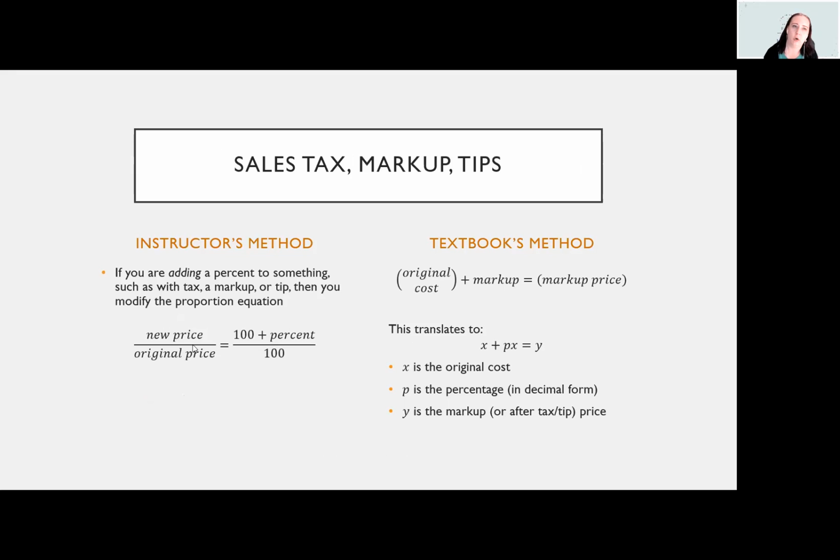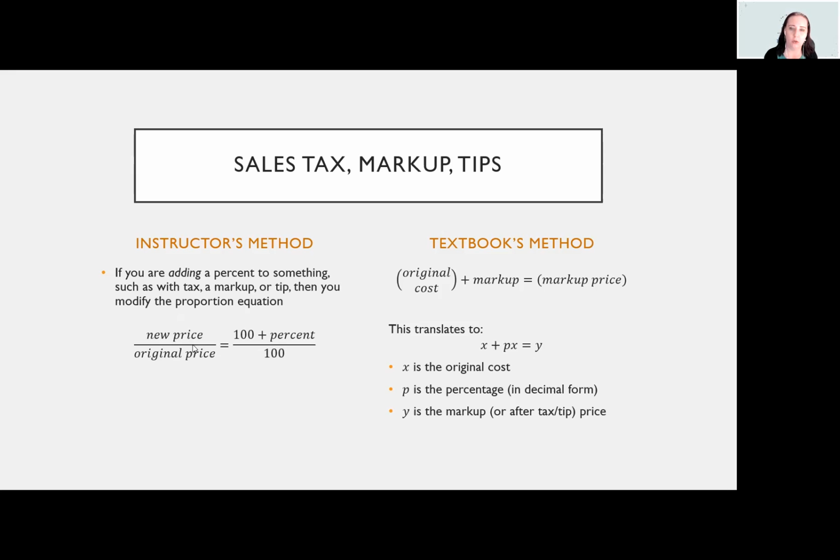So we're going to start with the situations where you are increasing by some percent. So that would be sales tax. It's increasing your price. A markup, as you're increasing what you're selling it for. Tips, as you're increasing your bill by adding a tip. So these are all adding percentages. I prefer the proportion method.